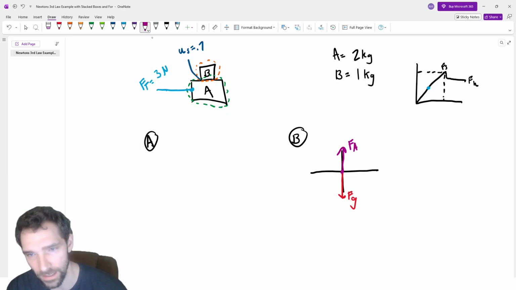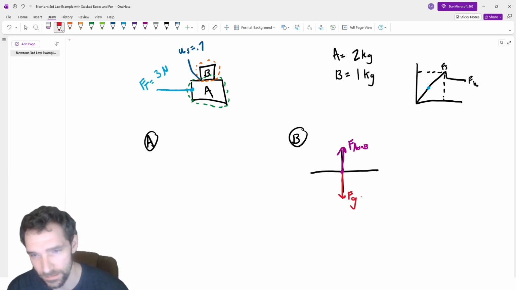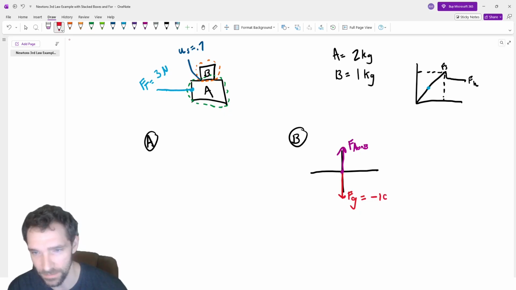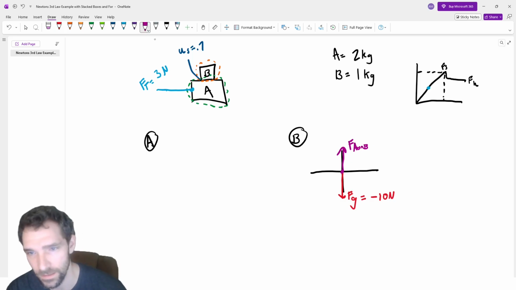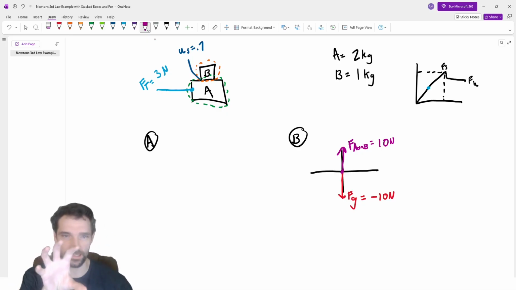force of A on B, and I'm just going to use the values that we talked about earlier because it's the same mass. So we've got B being pulled down by negative 10 newtons, and we've got this positive 10 newtons. And then if there was no friction, B would just stay still. So friction has to explain it moving with the rope.